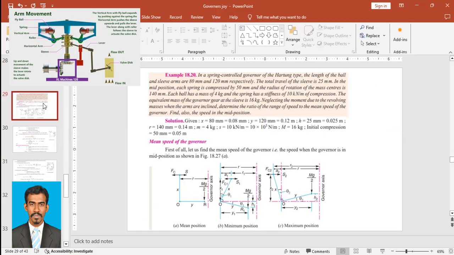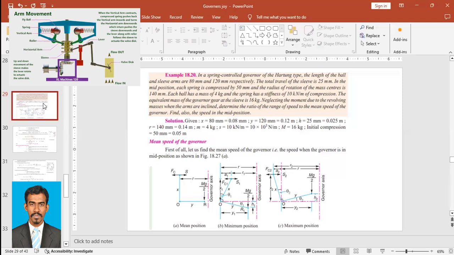In a spring control governor of Hartung type. Okay, now the governor is given as Hartung type. The length of the ball and sleeve arms are 80 millimeter and 120 millimeter respectively. The total travel of the sleeve is 25 millimeter.